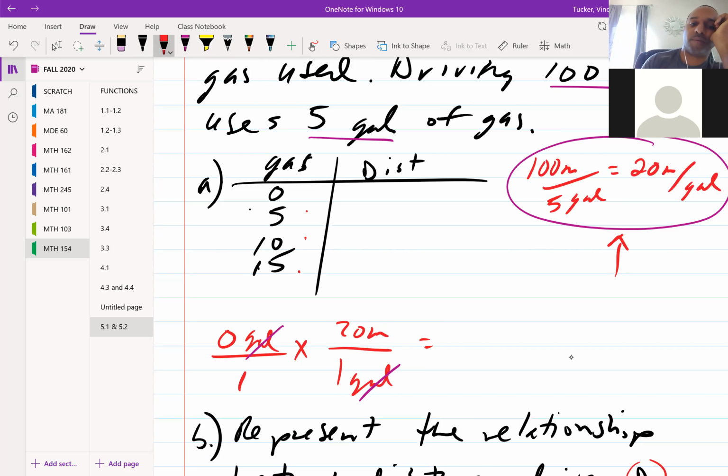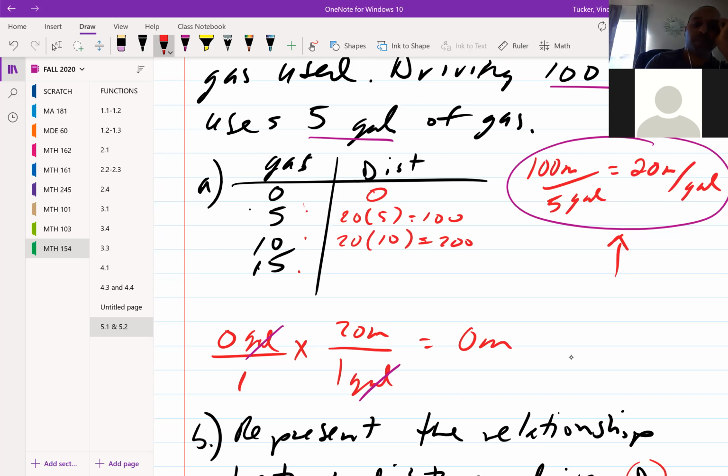So 20 times 0, of course, is 0. But that's what we would do in each one of these cases. So we'll do 20 times 5, which is 100. 20 times 10, which is 200. And then 20 times 15, which would be 300. All right, questions on A?